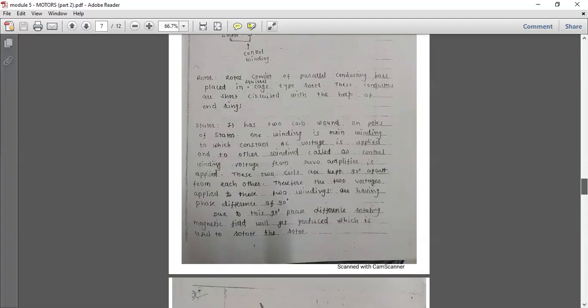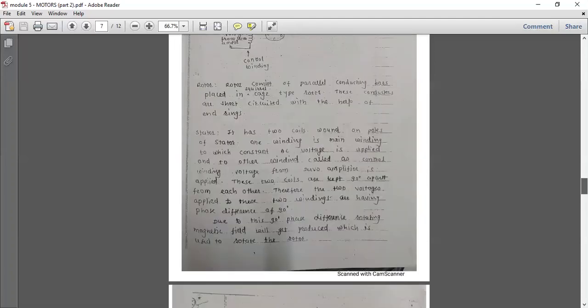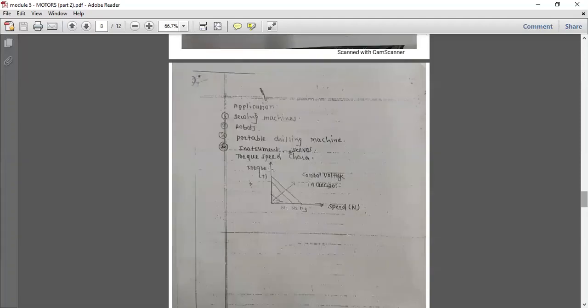Next page, we are going to start with the applications. The application over here is sewing machines. You have seen in household appliances, sewing machines where a motor is attached. Earlier we used to pedal with our legs, right? We had to take the help of our legs.